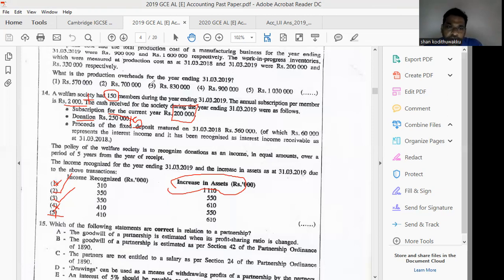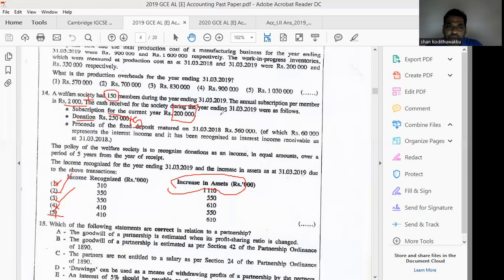Therefore, we should have received 300,000 rupees, but we received only 200. That means the amount receivable and the amount received, the difference between these two values should be 100,000. That means member P paid in arrears will be 100,000. That is the difference between the amount due and amount received, 100,000 rupees. That 100,000 is also an asset.